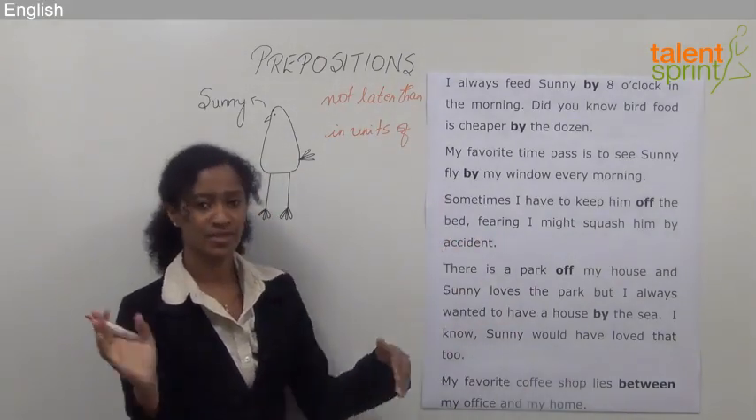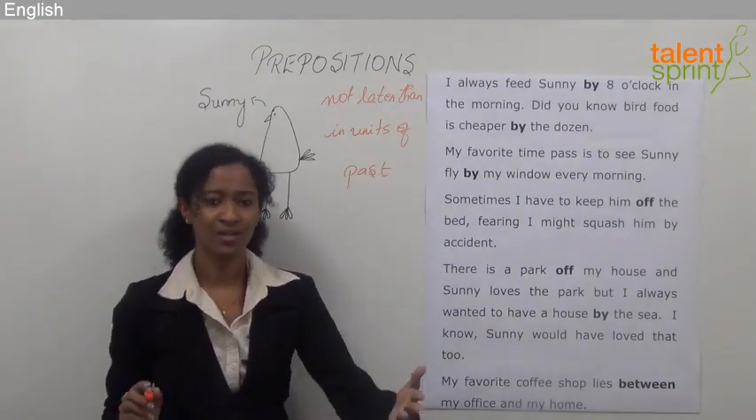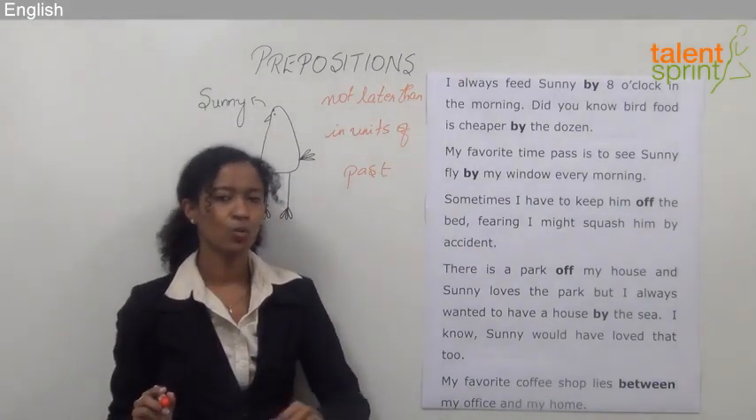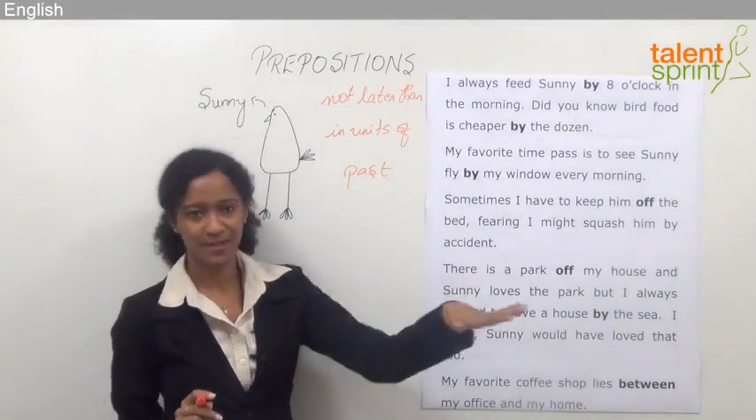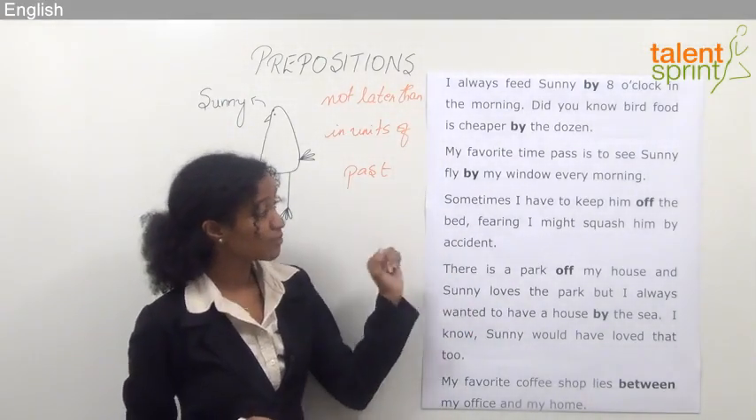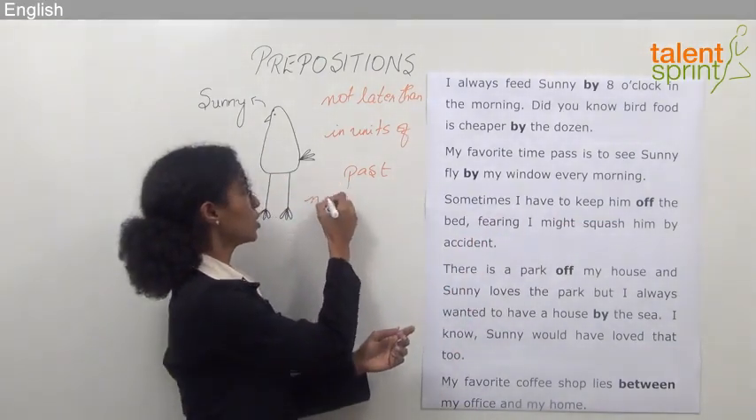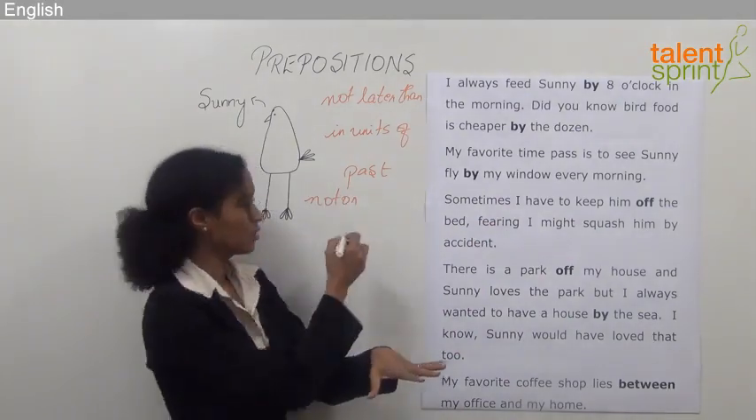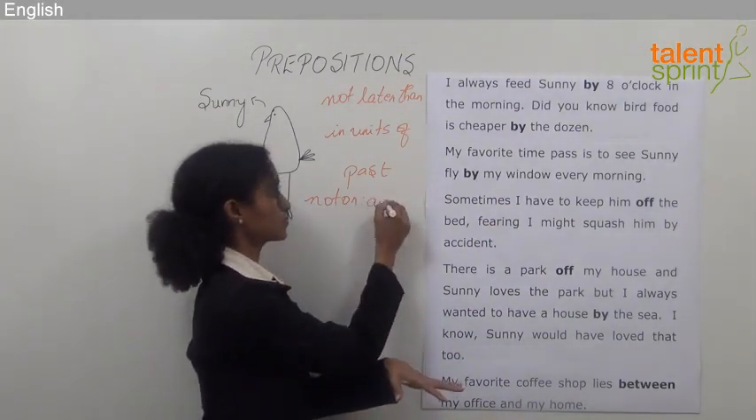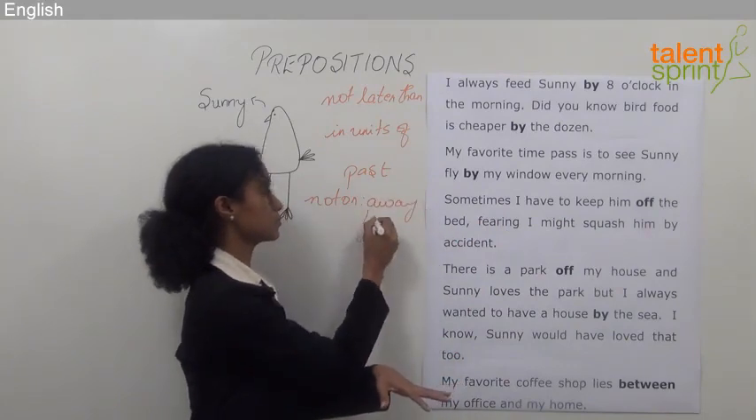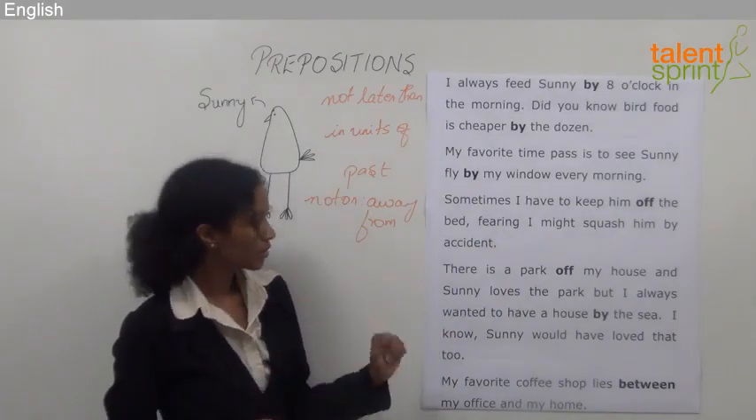My favorite time pass is to see Sunny fly by my window every morning. Here, by represents past. Somebody just passed by. So let's say my friend waved as he drove by my house. So somebody just passed by. Sometimes I have to keep him off the bed. Here, off represents not on and away from. So I had to keep him away from the bed.